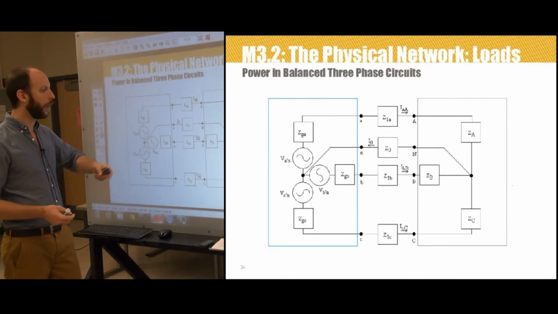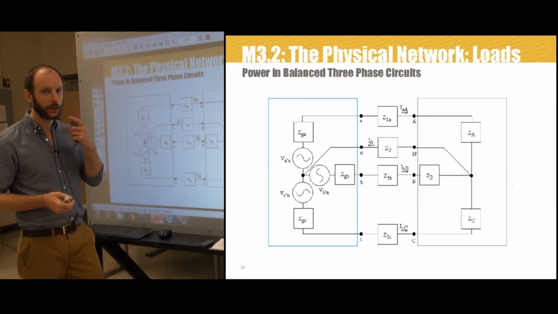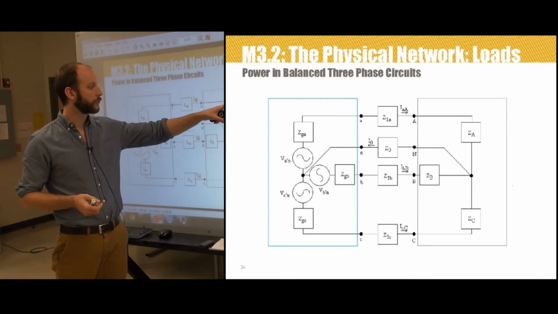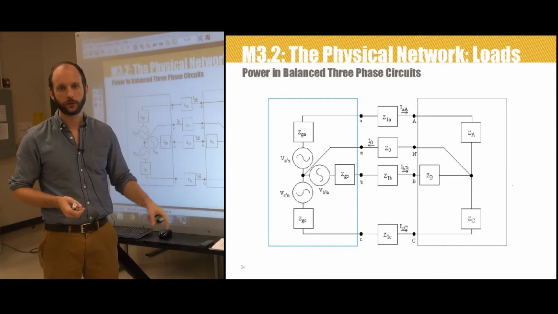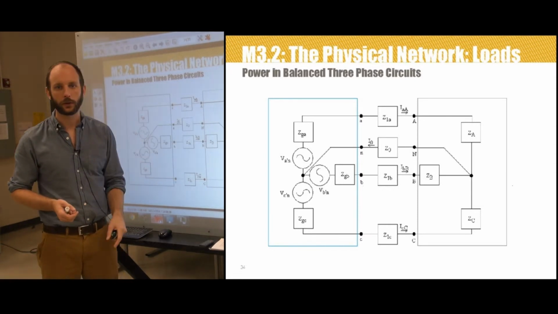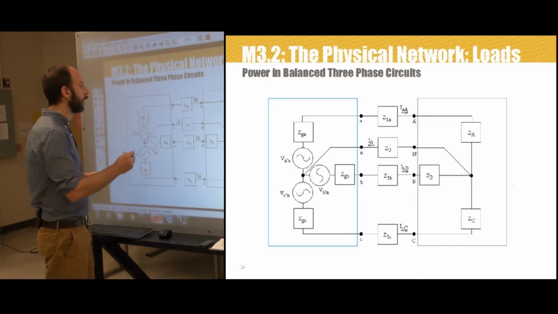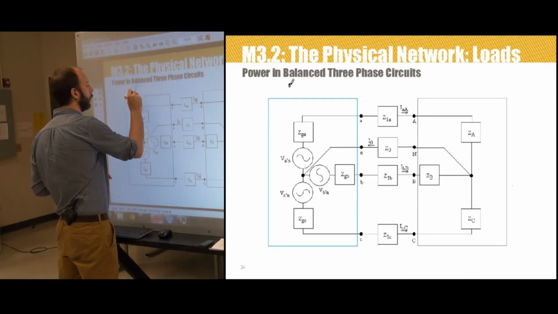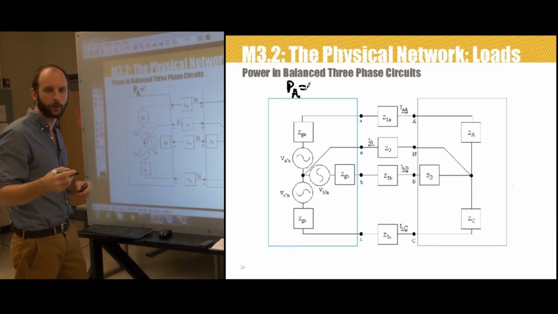So in this YY connected load, the average real power associated with phase A is going to be the magnitude of VAN, the voltage across this, times the magnitude of the current through it, times the cosine of the angle between the two, right? Power in phase A, average real power. This is the same power formula that we expressed before.